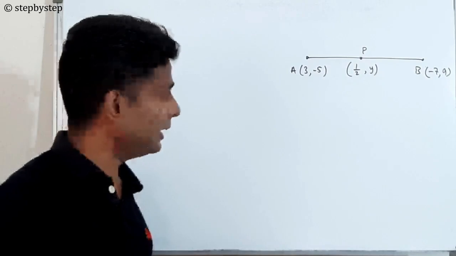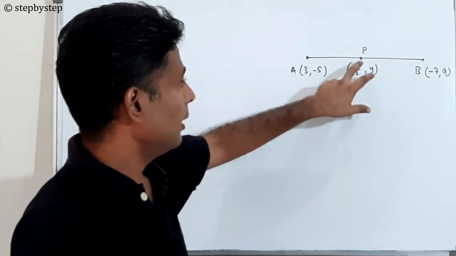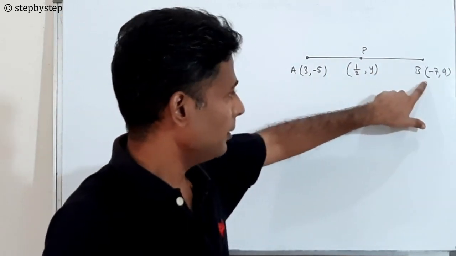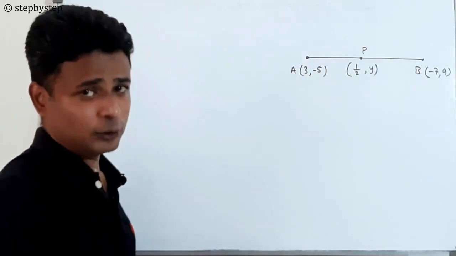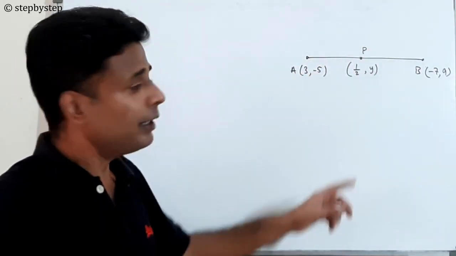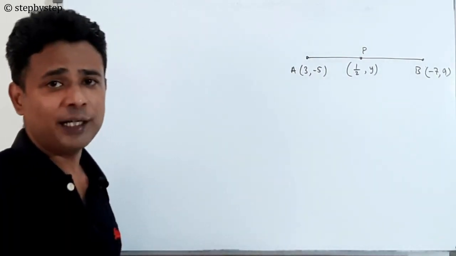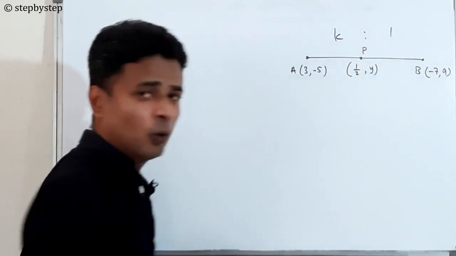The next question, guys: a line joining points A and B is divided by a point P. They have given coordinates of A, P and B. The coordinates of P are (1/2, y), and the question is to find in what ratio they are divided and also to find the value of y. So first we'll find in what ratio they are divided. We assume the ratio as k:1.